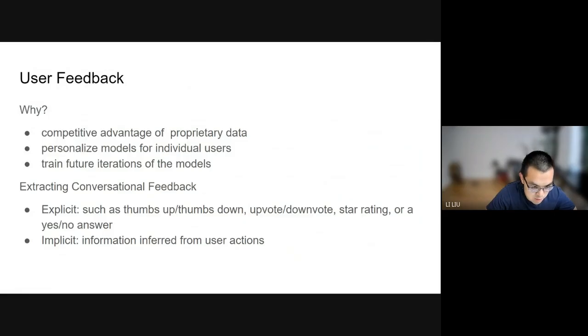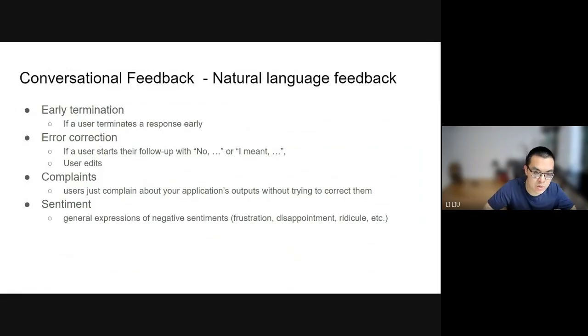Then you can think of feedback in two categories. One is explicit, such as thumbs up and down, upvote, downvote, star rating, or a yes or no answer. This makes it very easy for users to give you feedback. The implicit one is information inferred from the user's actions. So let's dive deeper into conversational feedback, which has two parts. The first part is natural language, another is non-language.